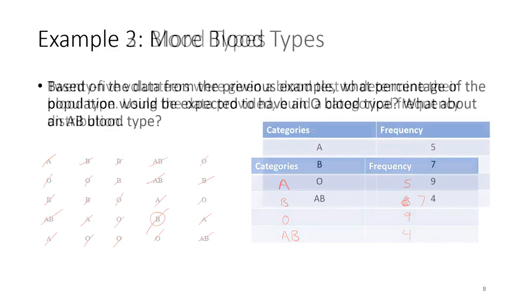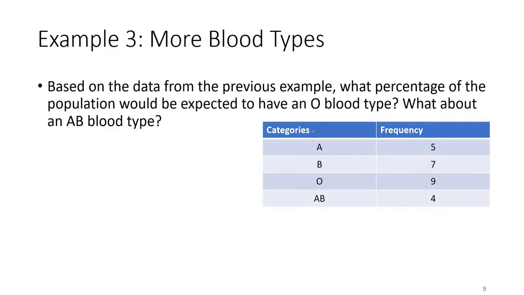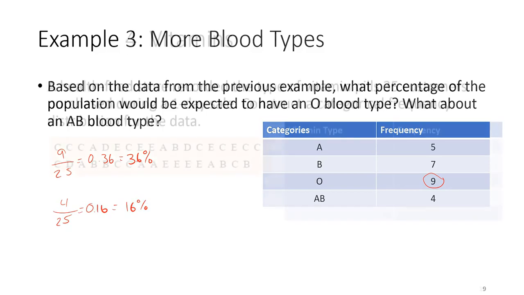categories. So using the data from the previous example, we can answer some questions. What percentage of the population would be expected to have an O blood type? Well, O, we have a frequency of 9. The percentage would be 9 out of 25, or 0.36, which is 36%. How many would we expect to have an AB blood type? There are 4 out of the 25 volunteers, which gives us 0.16, or 16%.